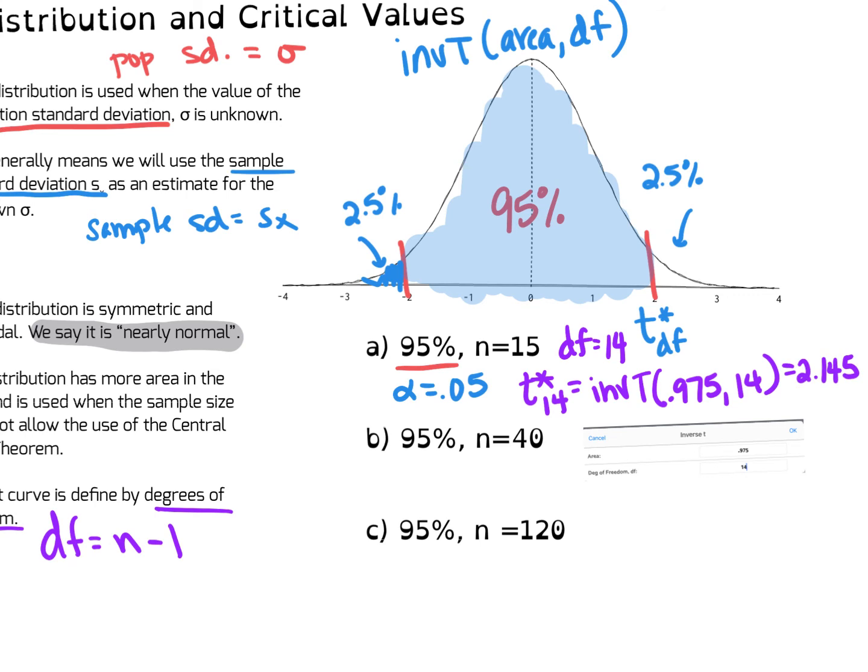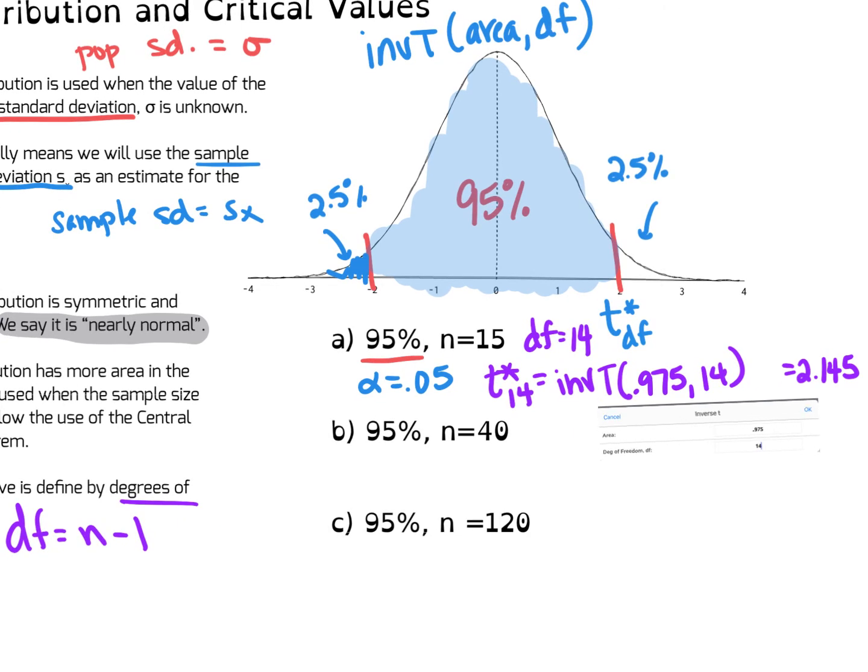Now, what I really want to do is compare this to my Z critical value at 95%. And we should know off the top from memory that Z star at 95% is inverse norm 0.975, with 0 and 1 as the mean and standard deviation, and Z star at 95% is 1.96. If you compare this value to this value, notice that this value is much larger. This value is much larger because you need more error in the tails.